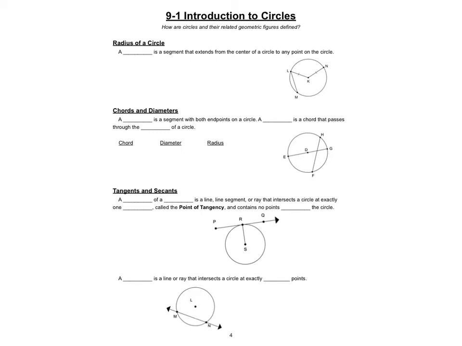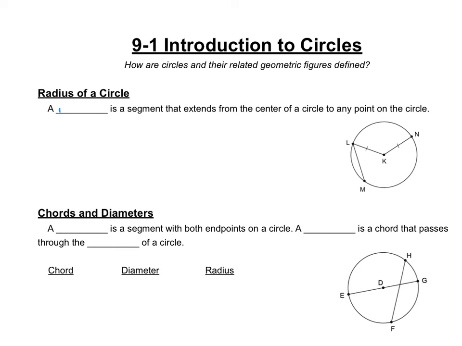The radius of a circle. A radius is a segment that extends from the center of the circle to any point on the circle. So, a radius is a segment that extends from the center of the circle. So here we have the center of the circle, and we could refer to this as circle K, no pun intended. And the center is K, and then the radius would extend from the center to any point on the circle, and N is on the circle. So that is one radius. And another radius might be that one that extends here from K to L, which is also on the circle.